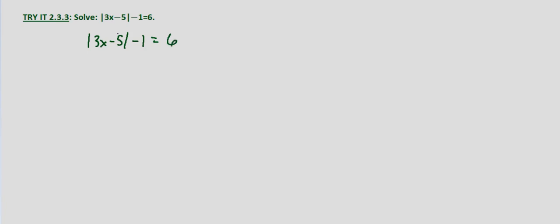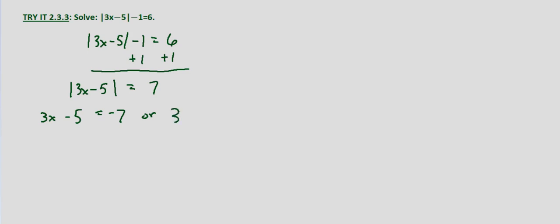We want to isolate that absolute value on one side by itself. So we add 1 to both sides, and we get the absolute value of 3x minus 5 equals 6 plus 1, which is 7. And now we set this equal to the negative, because if 3x minus 5 equals negative 7, the absolute value is going to be 7. And if 3x minus 5 equals 7, it's going to equal 7. So we set this equal to the positive and negative of whatever we have on the right-hand side. So 3x minus 5 equals negative 7, or 3x minus 5 equals 7.